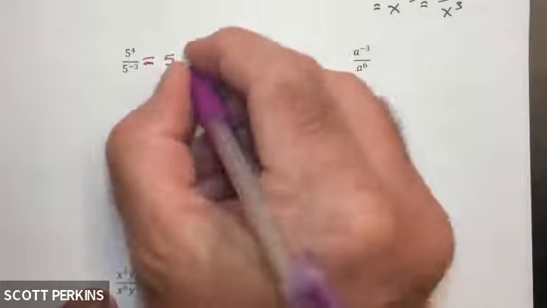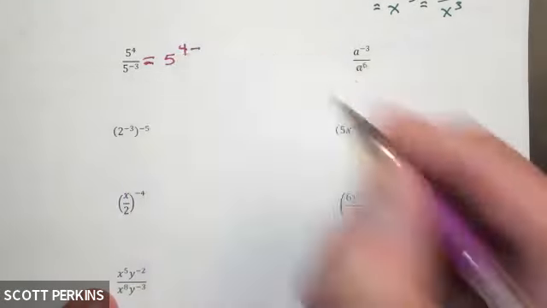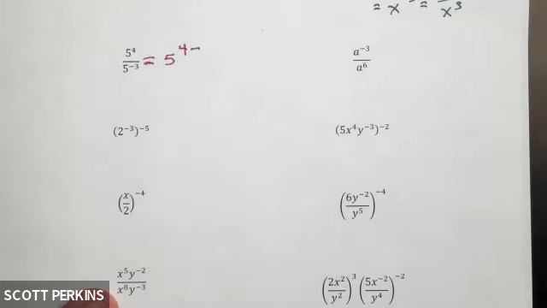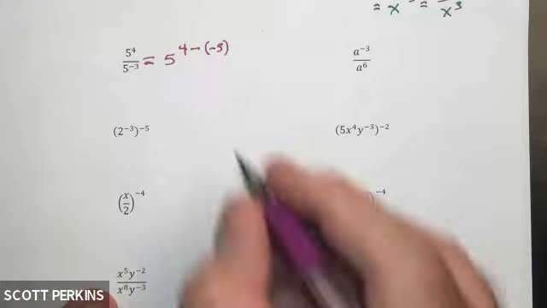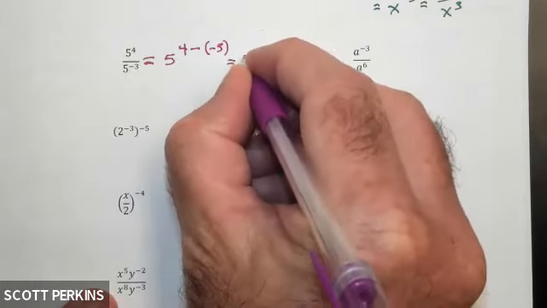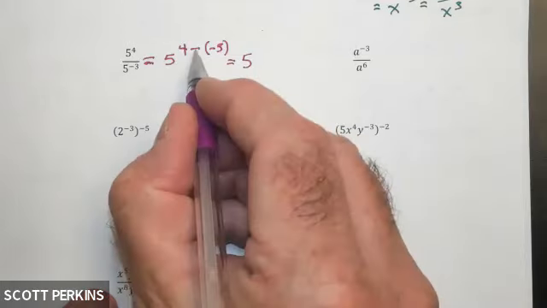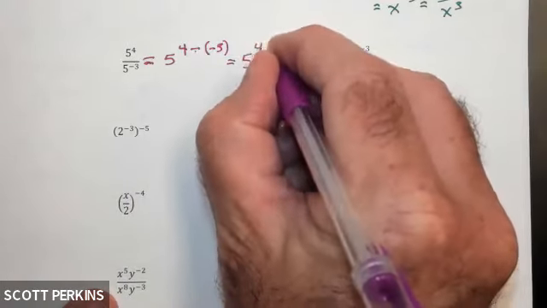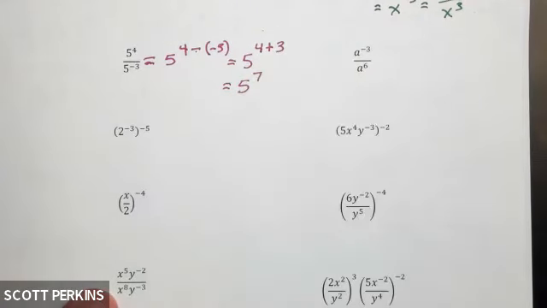Again, I'm going to write this out because I don't want to lose anybody on this. So my power in the numerator is 4. The quotient rule tells me I'm supposed to subtract. And then the power in the denominator is negative 3. So I'll write this step out this time because I don't want to inadvertently cause any confusion. So when I subtract a negative, that becomes 4 plus 3, and 4 plus 3 is 7, so 5 to the 7th.